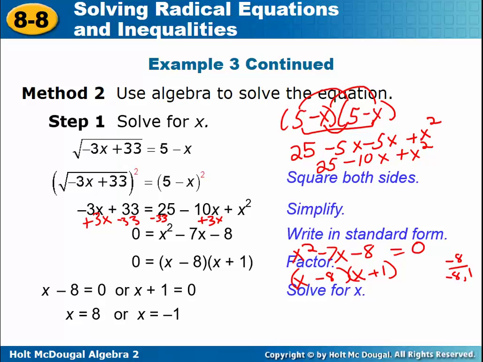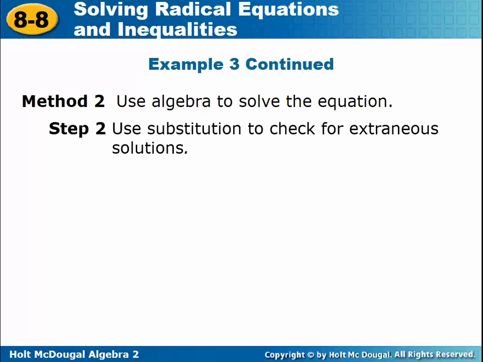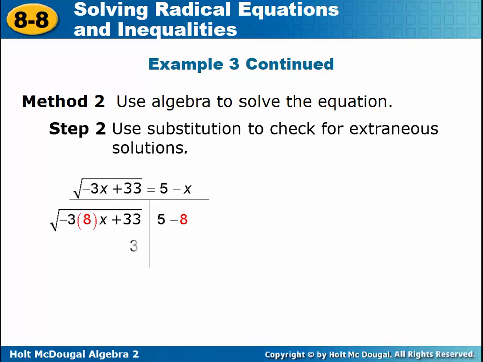Now, one of these will work for sure because we just saw it graphed, but the other one is probably going to be an extraneous solution. So we take both of our answers and we plug them back in and we check. When you put 8 in, you get negative 24 plus 33, which is 9. The square root of 9 is 3. But on the other side, when you plug 8 in, you get negative 3. 3 is not equal to negative 3. This is not a solution.